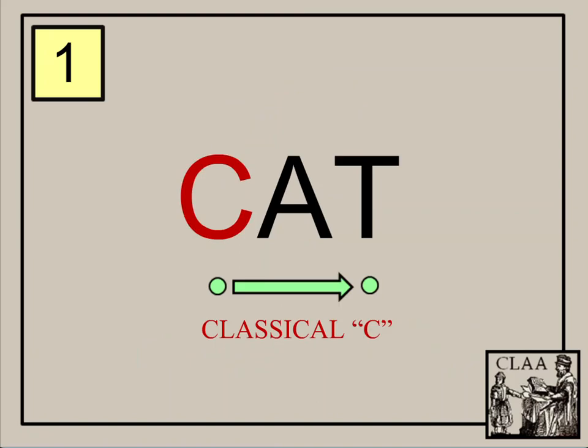The first sound we use to read the letter C in English is the sound of the classical letter K, K. This sound is K, K, K. Let's read this word together using the classical sound of the letter K. Cat, cat, cat. Hear the classical K, K, K. Cat.